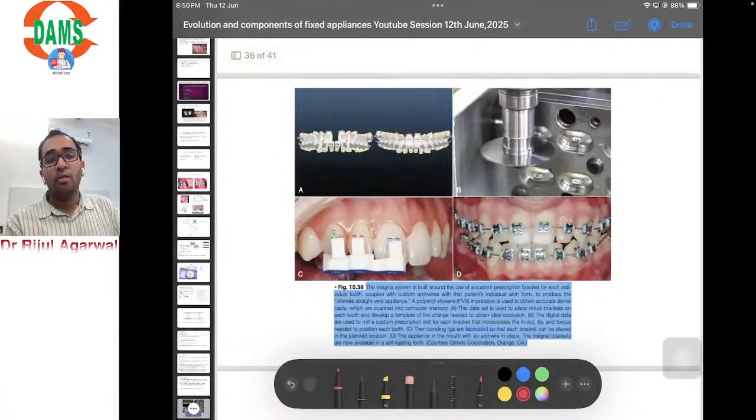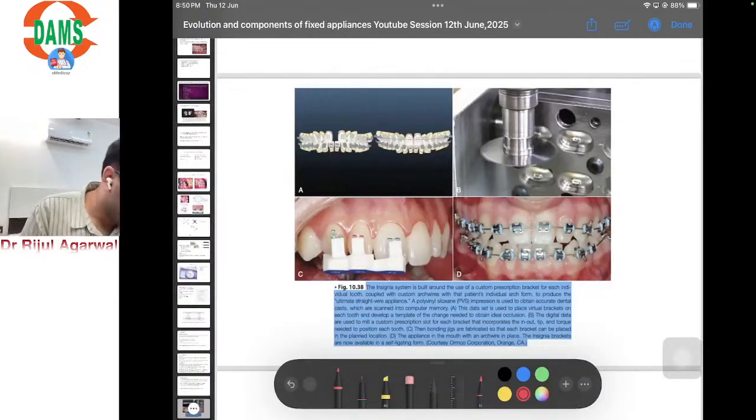So this is the manufacturing process of the Insignia system. A 3D scan is taken. Damon, I'll come to Damon. What is Damon? Damon are passive self-ligating brackets. Okay, I'll come to that.